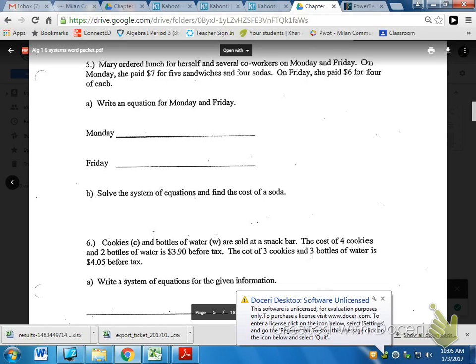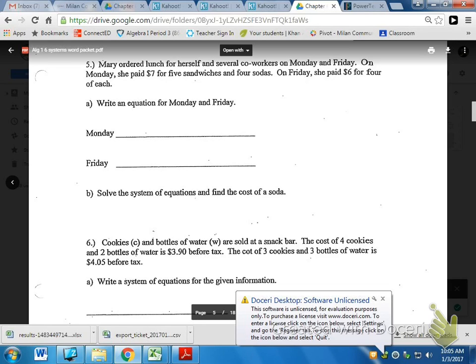Mary ordered lunch for herself and several coworkers on Monday and Friday. On Monday, she paid $7 for 5 sandwiches and 4 sodas. On Friday, she paid $6 for 4 of each. Our first problem is to write an equation for Monday and Friday.